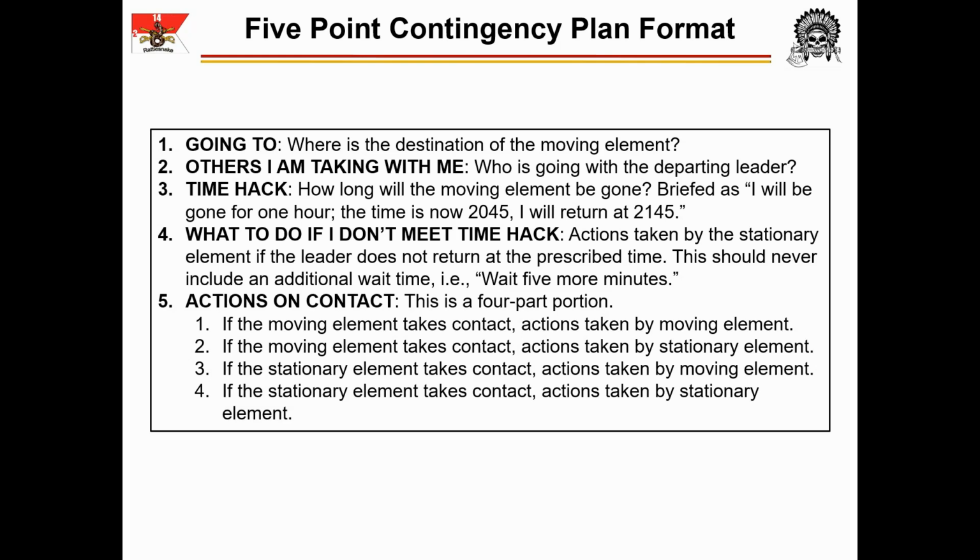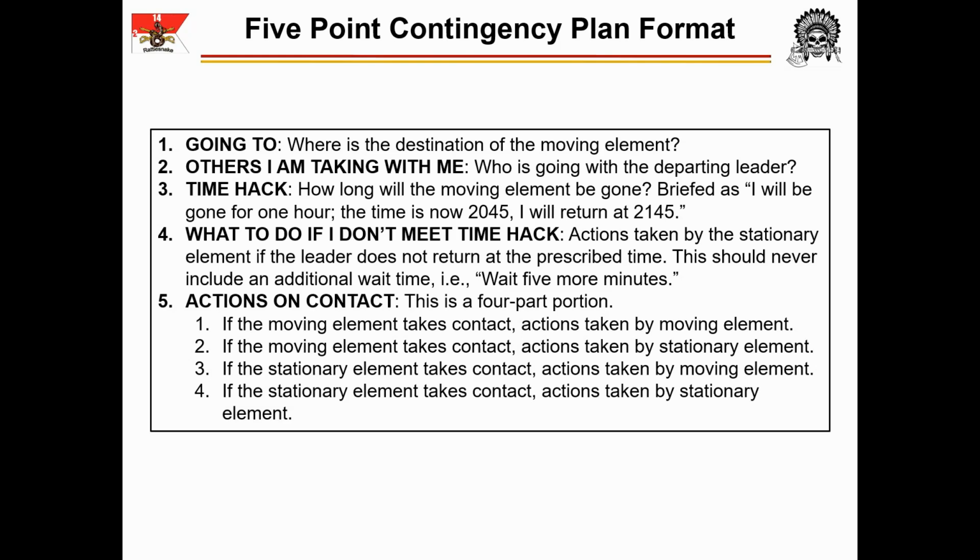This should be briefed as: I will be gone for 1 hour. The time is now 20:45. I will return at 21:45. This avoids confusion by adding redundancy to the brief. Also, give yourself extra time. Either doubling the time you think you'll be gone or adding 20 minutes, depending on the situation, is usually a good way to build some flexibility into the plan.